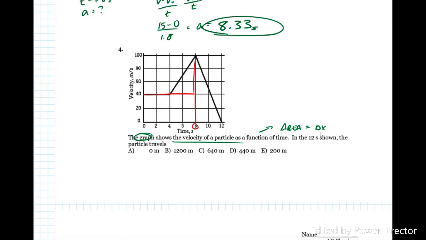So we've got this rectangle, 8 times 40, 320. We have this top triangle here, which is going to be 4 times 60 times 1/2, 120. And then this triangle down here, which is going to be 4 times 100 times 1/2. That's 200. And so my total displacement is 320 plus 120 plus 200, giving me a total displacement of 640 meters.